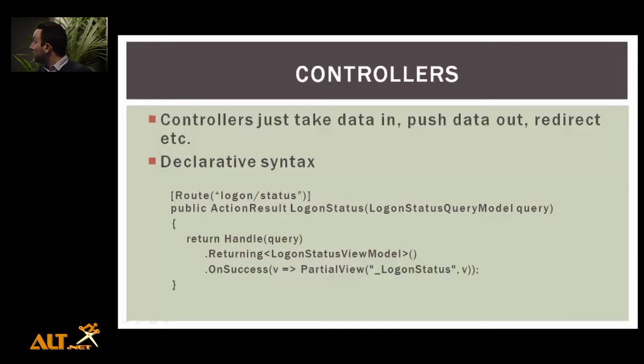So in our case here, we've got our route set up for logon/status. This will take in our query model of the status, which we can pass through to our message handler, which I'll talk more about in a sec. We expect it to be returning a logon status view model, which will pass into our partial view.